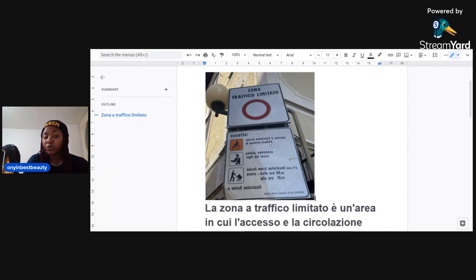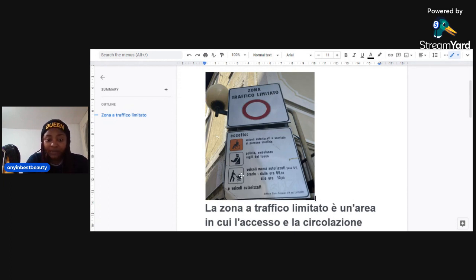The authorized vehicles for what? People who are invalid, people who are disabled. Then this second one is telling you that except for this kind of vehicle, people can enter. Aside from them, it is zona a traffico limitato. The second category of people allowed: polizia, ambulanza, which is ambulance, and vigili del fuoco, which is fire service, those who do fire service work. All these people can enter. Aside from them, no other movement, because it is limited.